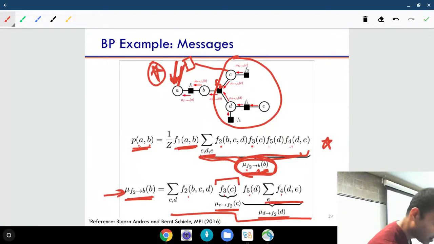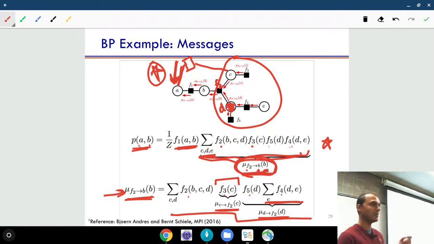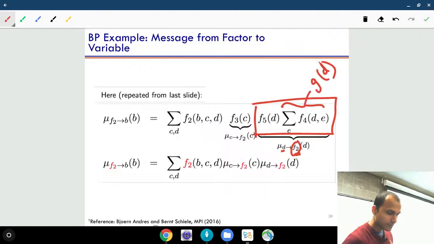Let's look at the graph actually. Where is D? This is the D node here. It's getting messages from two factors: F5, which is directly there, an F5 of D function. That's why it's getting a message. Remember that function is just a vector. D is a discrete random variable, let's say it's taking 10 values, so that's a vector. And then F4 of D, E, I'm summing over E, and that's some G of D or whatever. Then that is also being passed to D.